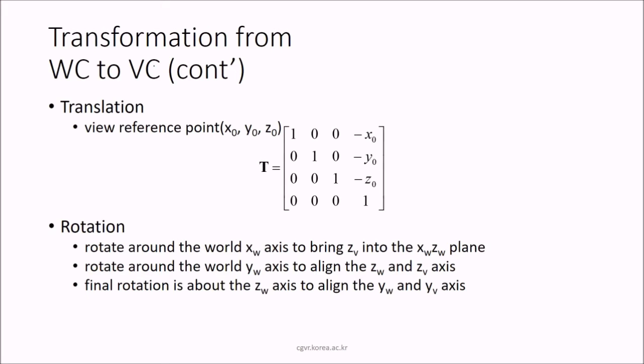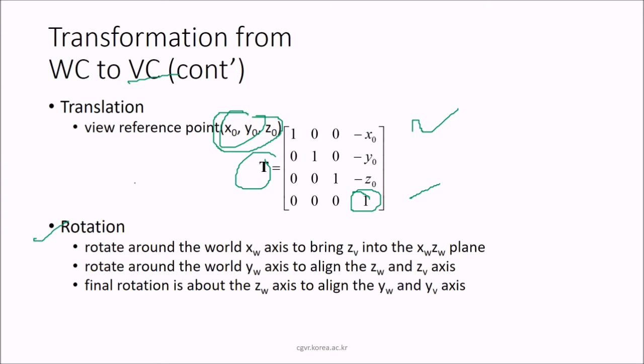The transformation from WC to VC, that is world to view coordinate, in this translation is performed, and this can be easily represented by this matrix. We have discussed it already in the previous section. This is the view reference point, say X0, Y0, Z0. Using this you can multiply this T, or use this matrix X0, Y0, Z0. So you can translate the view reference point like this. This is the basis matrix that we have seen.